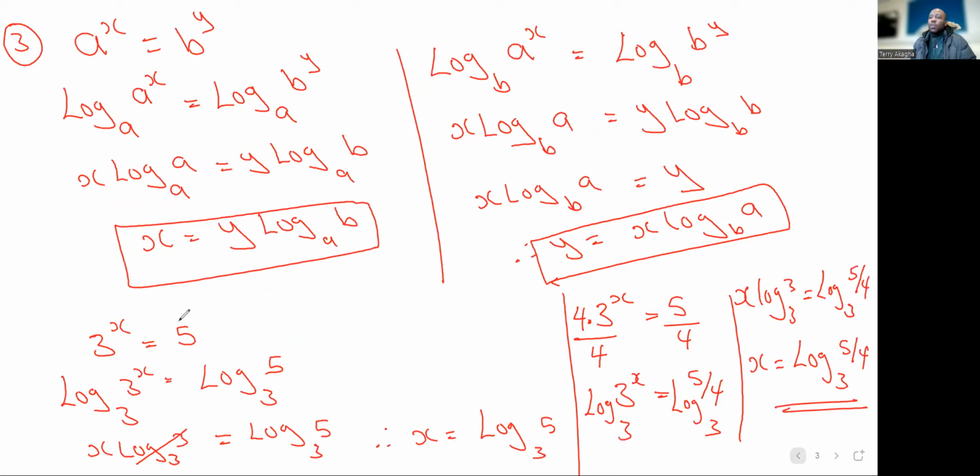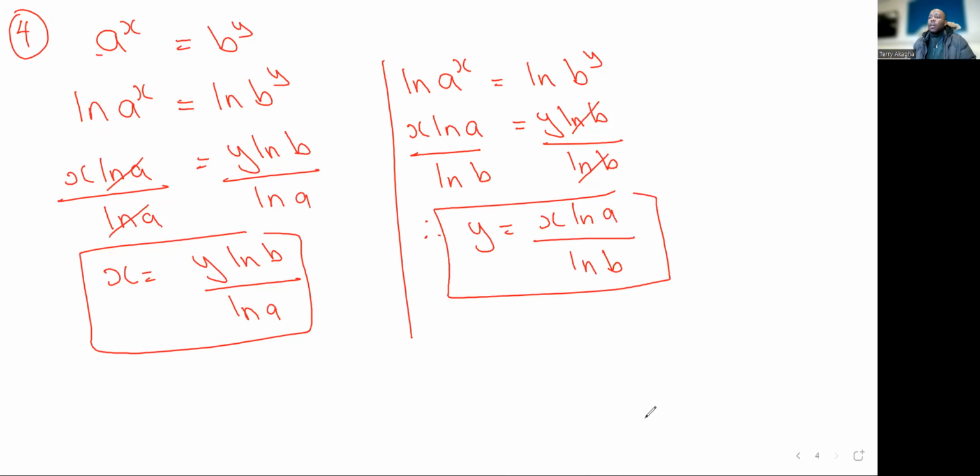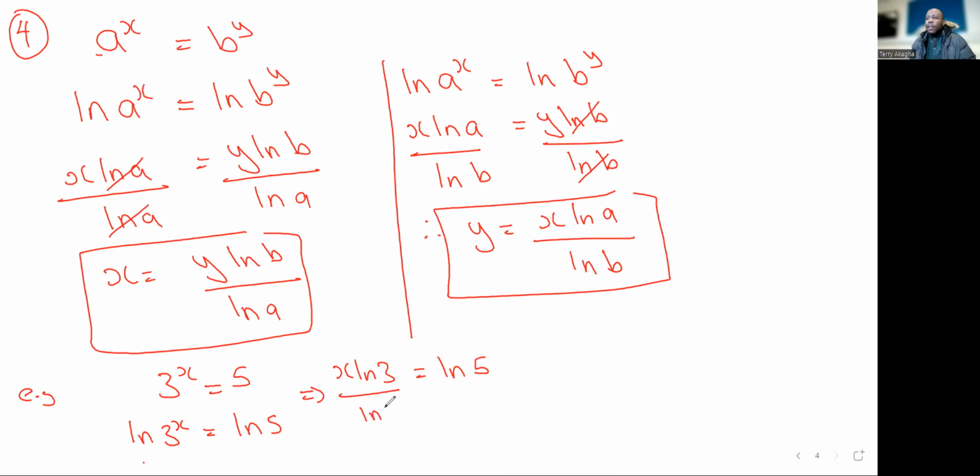So if, for instance, we want to solve the same question, 3 raised to x is equal to 5, for example, I can take the ln of both sides. So ln 3^x is going to give me ln 5. I bring down x, so we're going to have x ln 3 is equal to ln 5. I'll divide both sides by ln 3. So therefore, x is going to be ln 5 divided by ln 3. So you can see you can use different methods here to solve it.